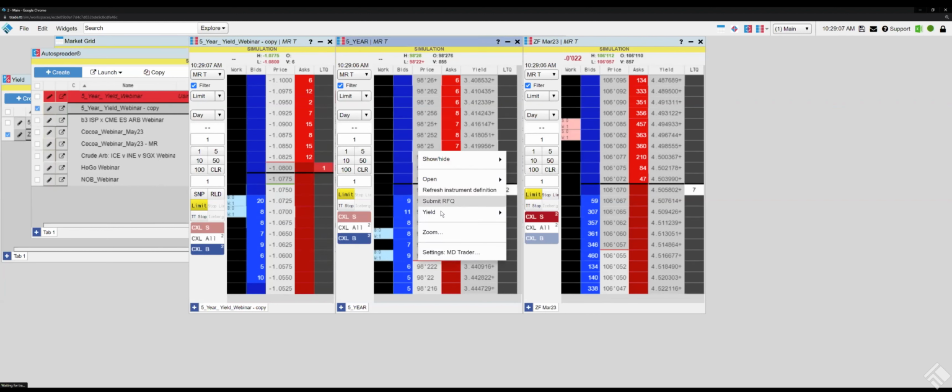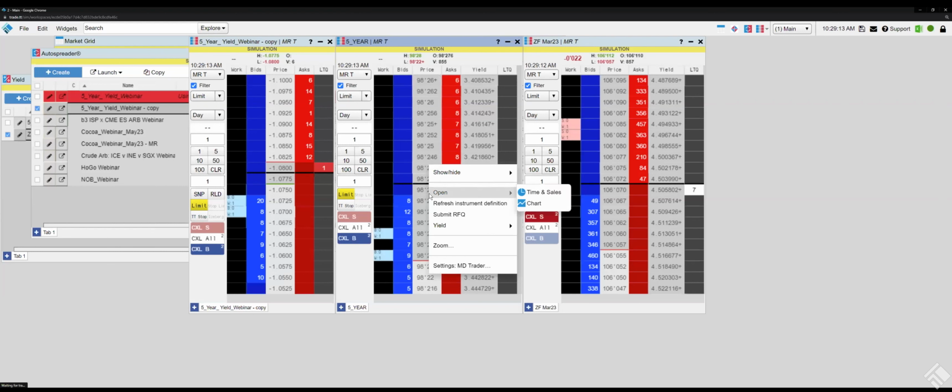If the yield does not appear automatically, by the way, right-click on the pricing ladder of either leg will give you the option for yield and show yield.